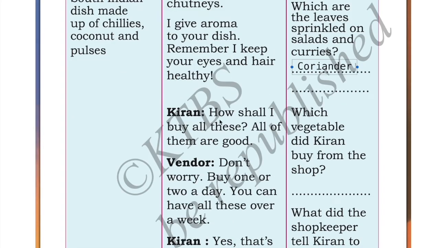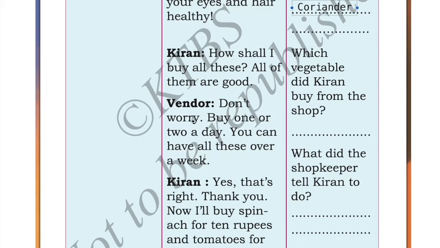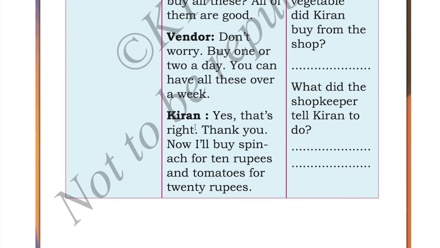Kiran asks, how shall I buy all these? All of them are good. Vendor says, don't worry, buy 1 or 2 a day. You can have all these over a week. Then Kiran is saying, I can't buy all of them at the same time. So how can I decide which ones to buy? So the vendor is saying, it's okay, you can buy 1 or 2 and then you can keep coming back so you can have all of them throughout the week. Kiran says, yes, that's right. Thank you. I'll buy spinach for 10 rupees and tomatoes for 20 rupees.